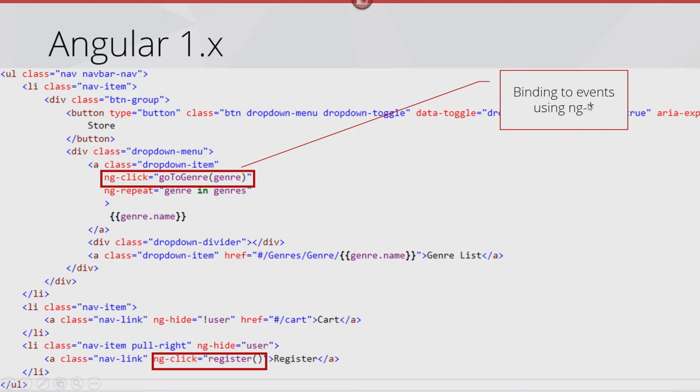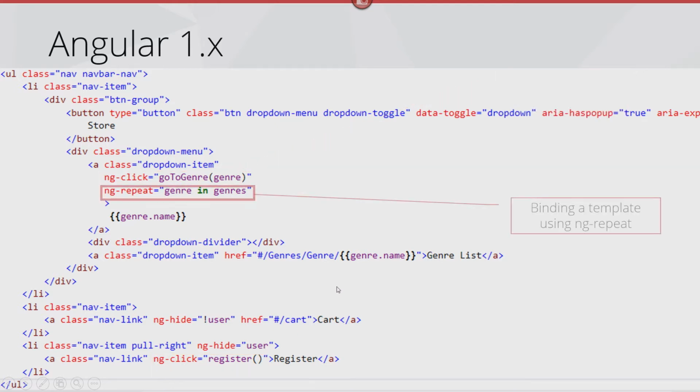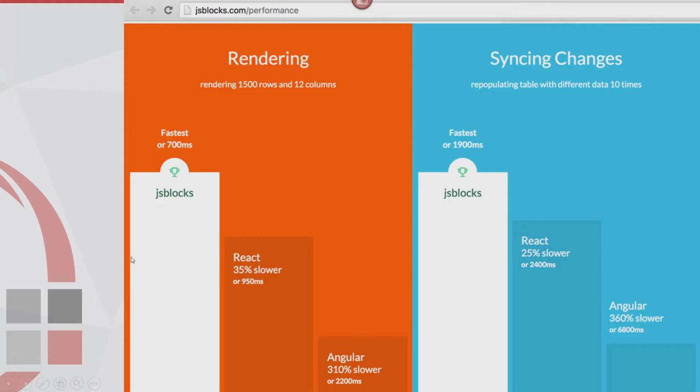We also had events. So the events in Angular 1 did ng-click, and we're calling a register method. We also, back in Angular 1, if we wanted to, populating some drop-down list, we're going genre in genres. That was using an ng-repeat. Okay, so that's how we did these type of things.